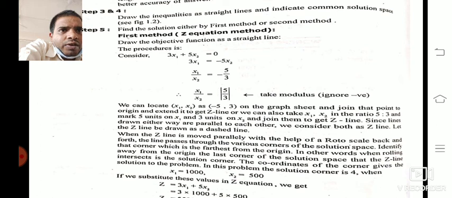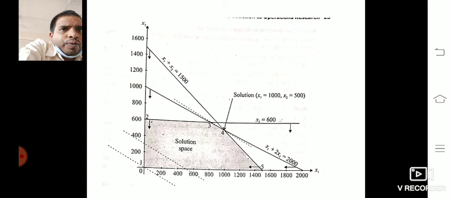Any one corner of the solution space. Here, what the constraints are saying is the feasible solution space. After drawing the constraints, in order to satisfy all the constraints we need to choose the space. All the constraints are saying that the feasible solution is towards the origin. The shaded spot is the feasible solution space which satisfies all the constraints.